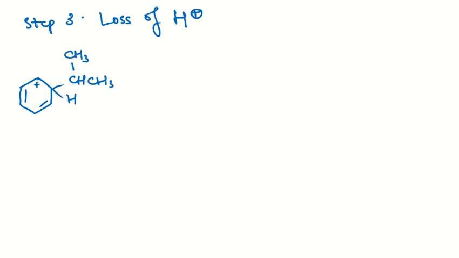So loss of proton will come by regeneration of the Lewis acid catalyst. I keep writing it as AlCl3. It's AlBr3 minus.